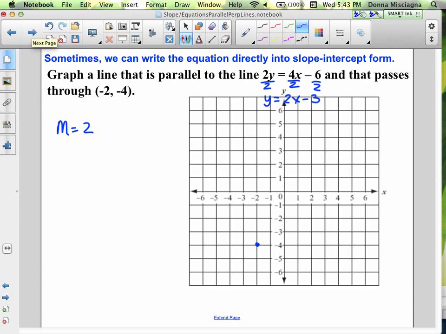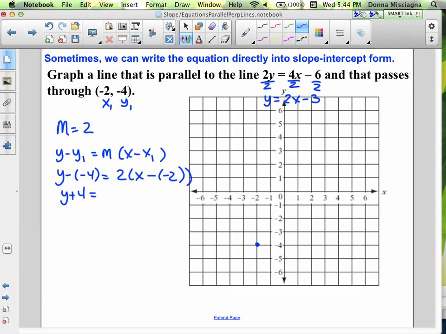So y minus y1 equals m times x minus x1. And there's our x1 and our y1. So we have y minus -4 equals 2 times x minus -2. Should really have another parentheses in there. So that would be y plus 4 equals, or excuse me, I don't want to distribute yet, 2 times x plus 2.